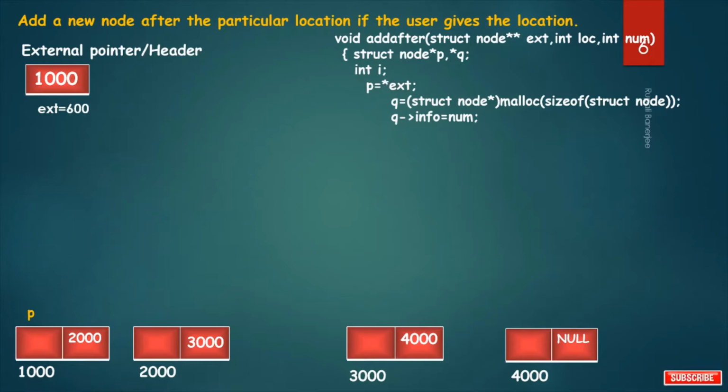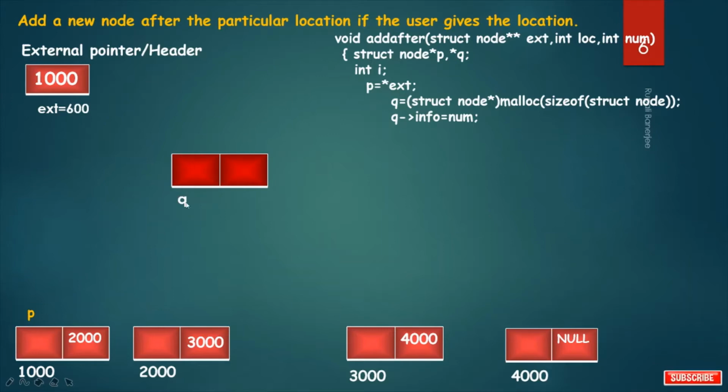You have to first create the node dynamically at the time of run using malloc. So malloc allocates at the time of run struct node size memory chunk and it returns the initial address of this memory chunk. So we have to typecast it. So it should be struct node star. So q, what is the data type of q? Q is struct node star, means q is the initial address of this memory chunk.